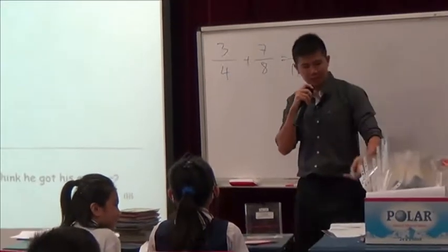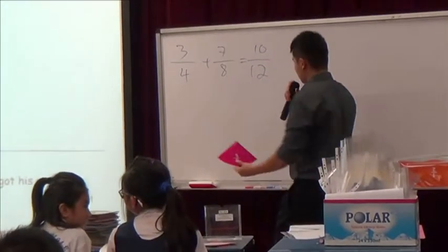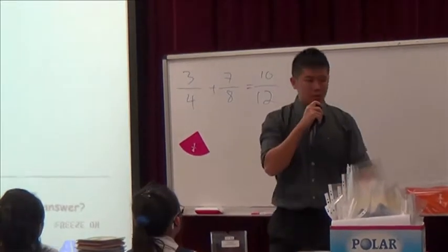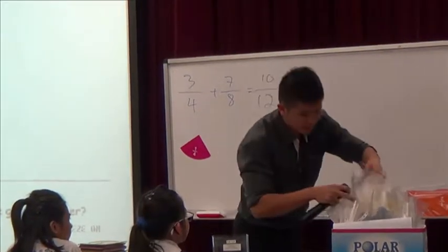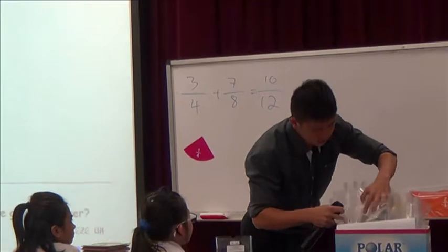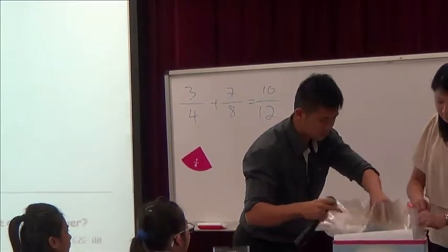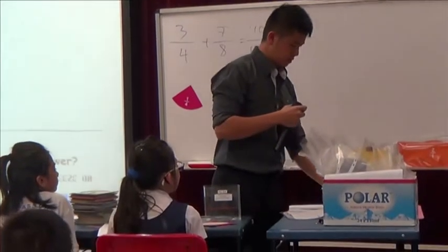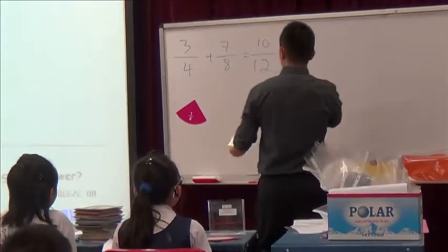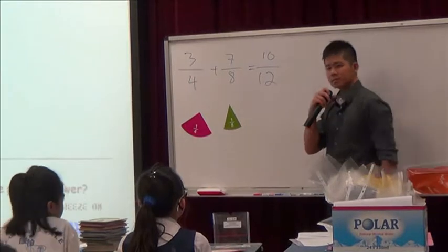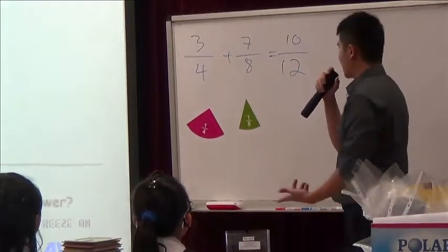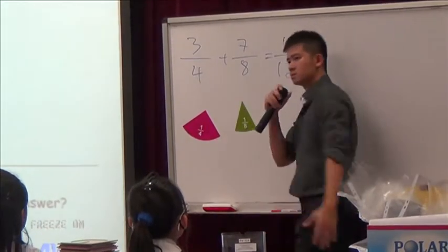Why? Now let's take a look at quarters first, okay? A quarter looks like this, right? This is a quarter, right? This is 1/4, right? Can I have 1/8? And your 1/8 looks like this, right? Yes? Agree? Now who can tell me why I need to change quarters to 8s?